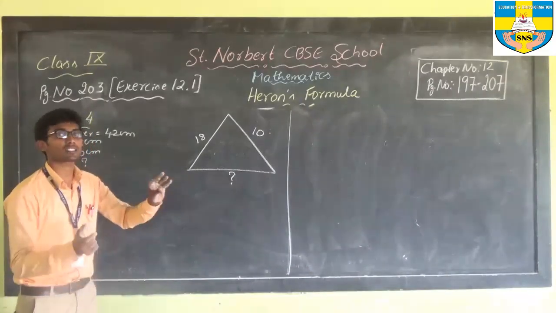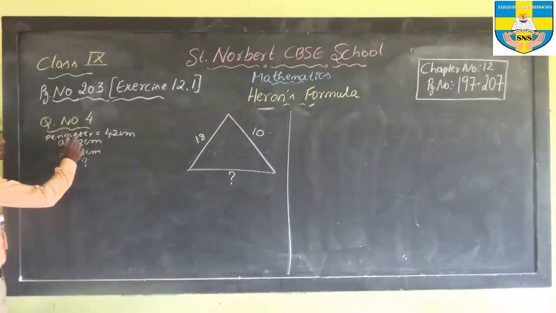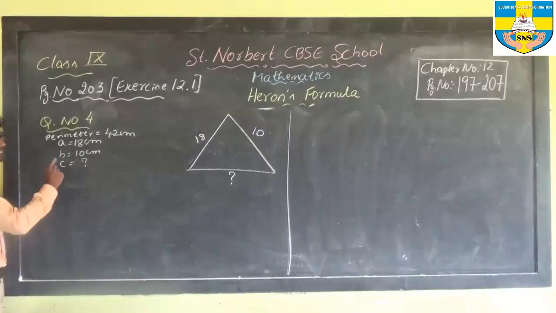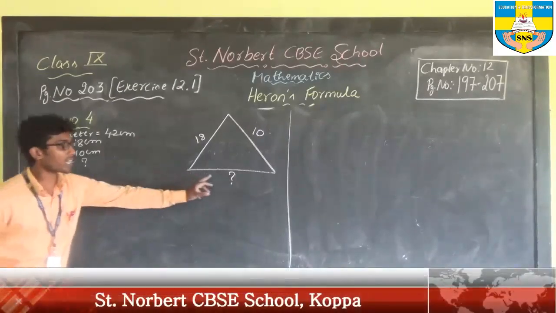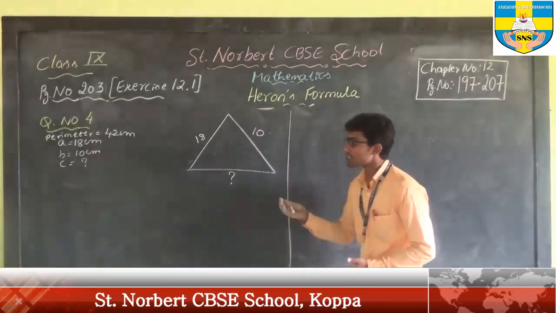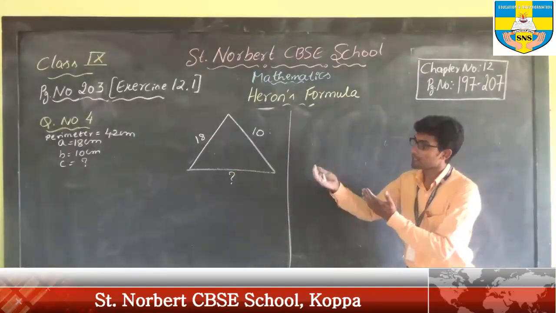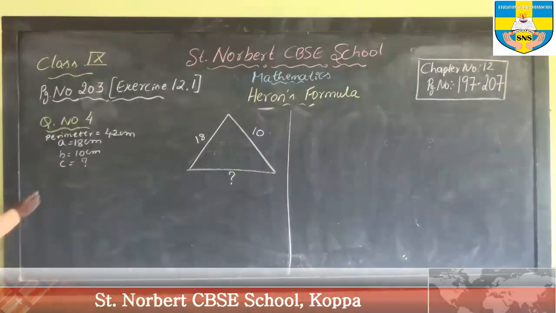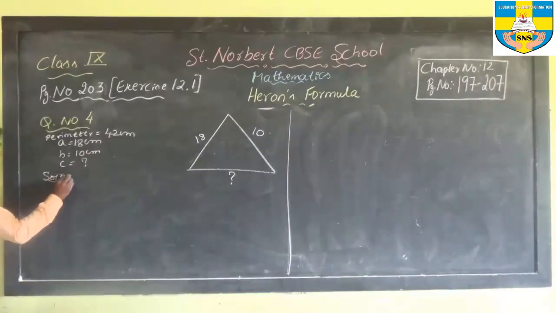But in this question, there is a slight difference. That is, the perimeter is already given. The first side is given, the second side is given, the third side is missing. If the third side is missing, you can't directly jump into Heron's formula. First, you need to calculate that missing side. To calculate this, I am going to use the given information in the solution.